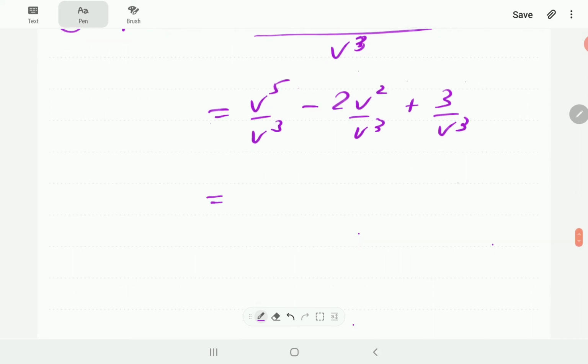Then all we do is to use properties or laws of indices. So for the first one, it's going to be v to the power 5 minus 3.